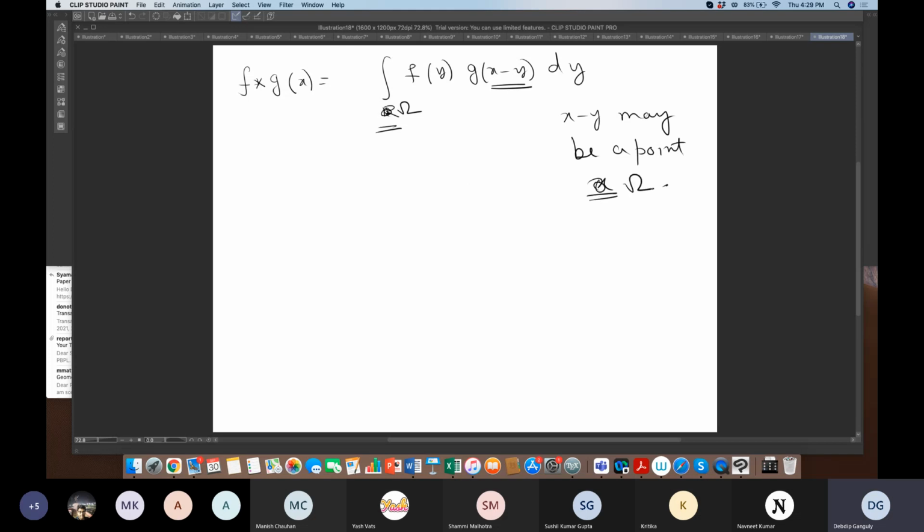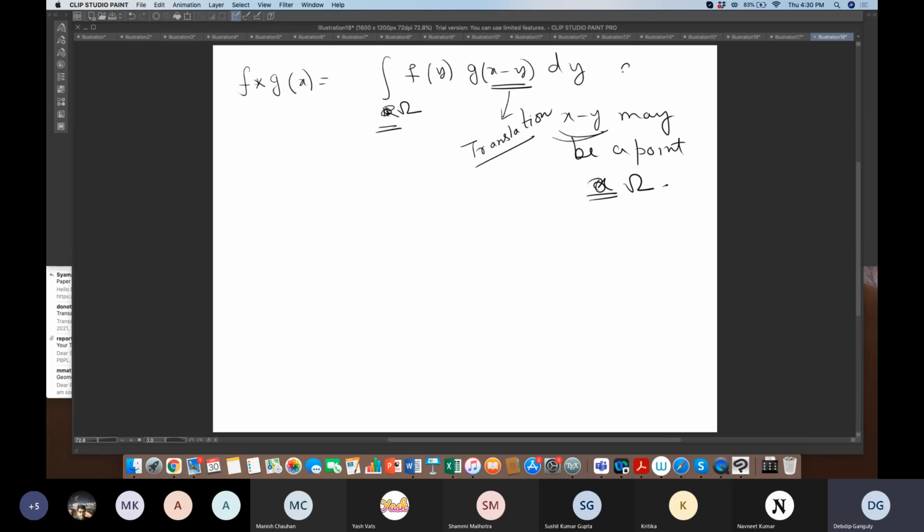Agreed or not? Because this translation should make sense. This is a translation. Since we are working in R, no problem, right? Because x minus y should make sense. It might happen that x minus y goes outside omega. Then it does not make sense, right?